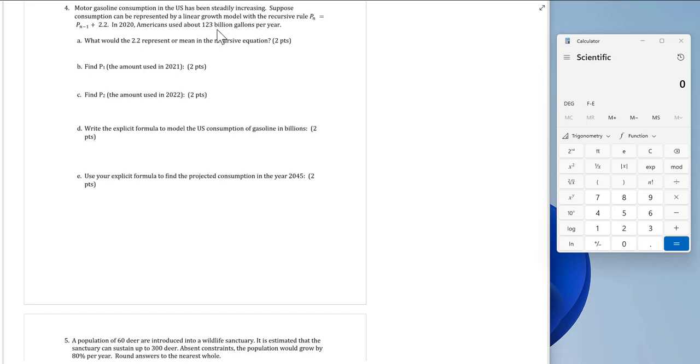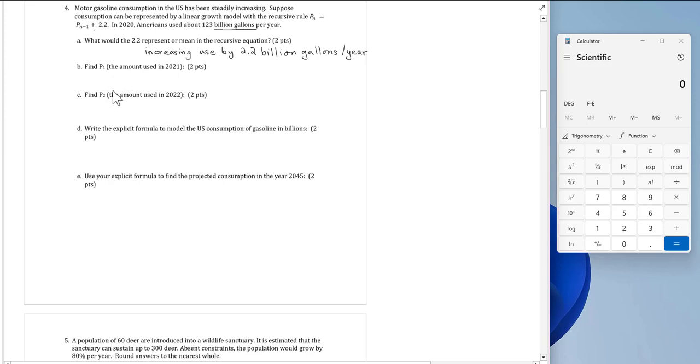In this case, because we are talking about billions of gallons, the 2.2 is positive, so that means we're increasing our usage by 2.2. It wouldn't make sense to say 2.2 gallons. I'm going to guess it's 2.2 billion gallons. And I'm going to assume this is also per year.